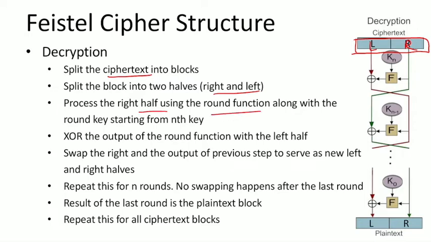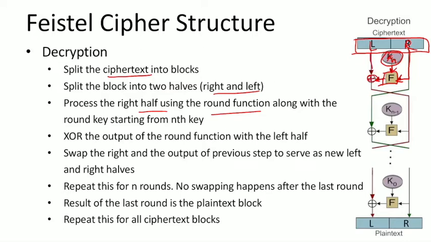Right, and then we process the right half using the round function, just like we did in the encryption process. Nothing is going to be done in reverse. So the same type of substitution and permutation are going to be performed in the same manner in this round function. We take our right half, process it using the same substitution and permutation steps that we did in the encryption process. And then we also need the round key. But in this case, we're going to use the last round key as our first round key, right? So Kn is going to be used in the first round.